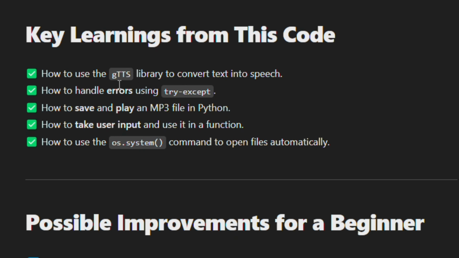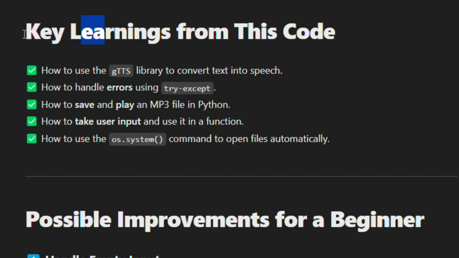Key learnings from this code. How to use the gTTS library to convert text into speech. How to handle errors using try except. How to save and play an MP3 file in Python. How to take user input and use it in a function. How to use the os.system command to open files automatically.